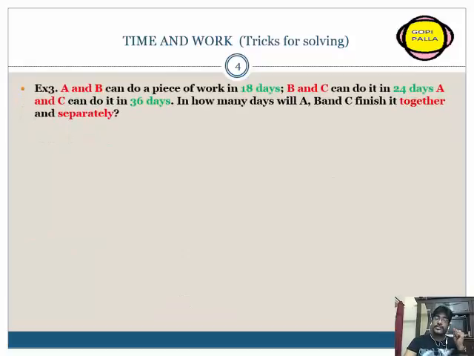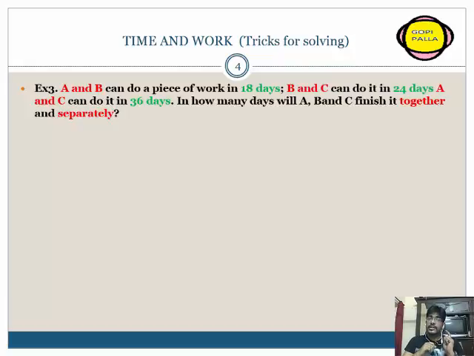Now we go to a question which is quite common, and we can find similar questions in many competitive exams. A plus B can do a piece of work in 18 days, B and C can do it in 24 days, and A and C can do it in 36 days. In how many days will A, B, C finish it together and separately? The problem consists of two parts: one is A plus B plus C's work together, and the other is A alone's work, B alone's work, and C alone's work.